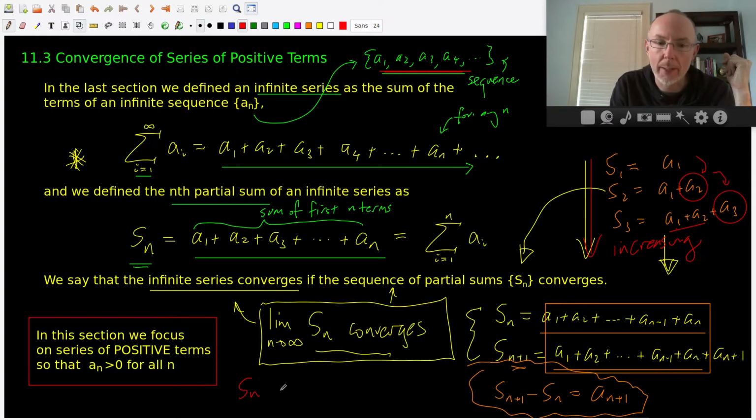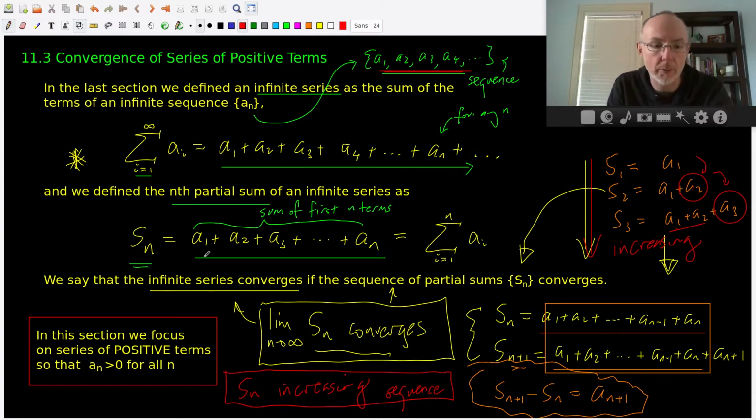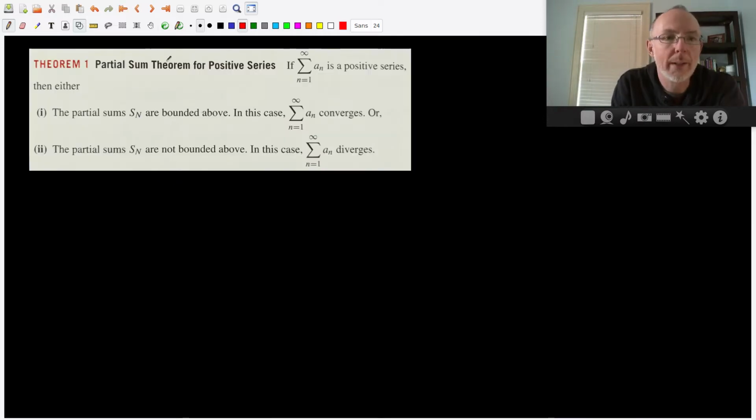So S sub n is an increasing sequence, right? And that's the key idea we're going to have as we move forward. Because all of the terms are positive, every time we add a new term, the value gets bigger. And so what we can immediately say, using the ideas from 11.1, is if we're adding up positive values, then the partial sums can either be bounded above or not bounded above, right?